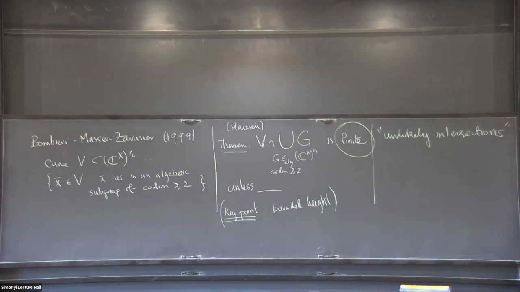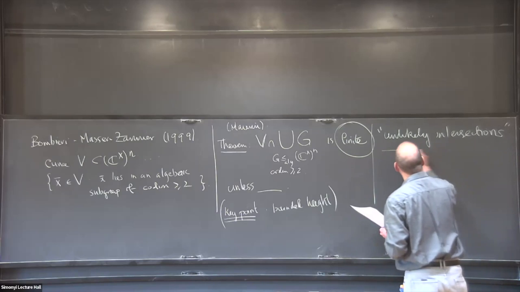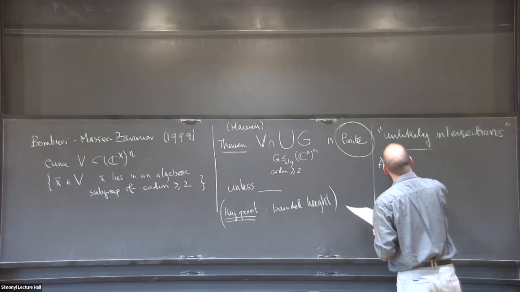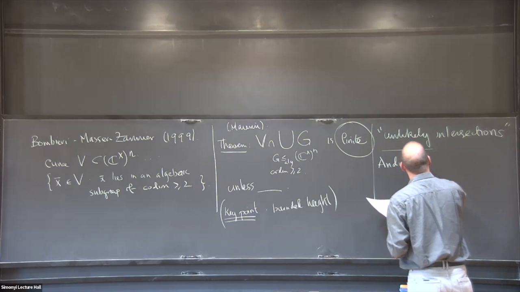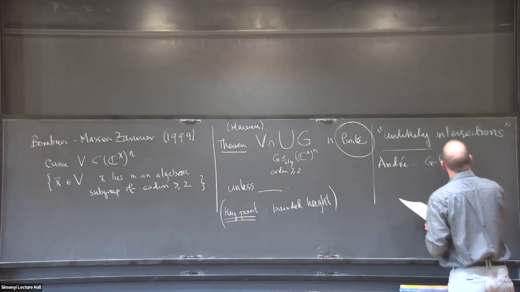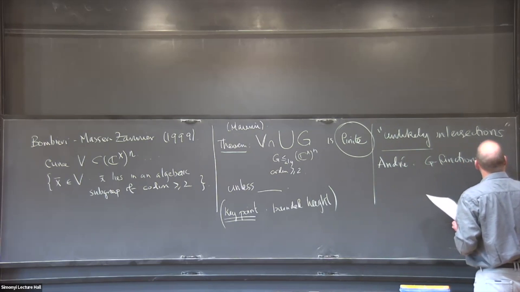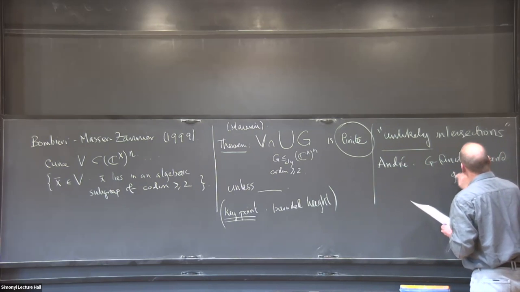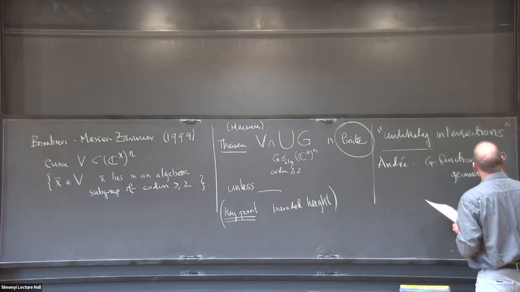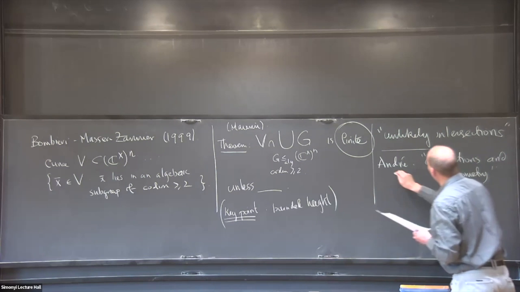So that was in 1989, but at a similar time, another problem of unlikely intersections was raised by Yves André in his book on G functions and geometry. So those are the G functions. So that book was also published in 1989.